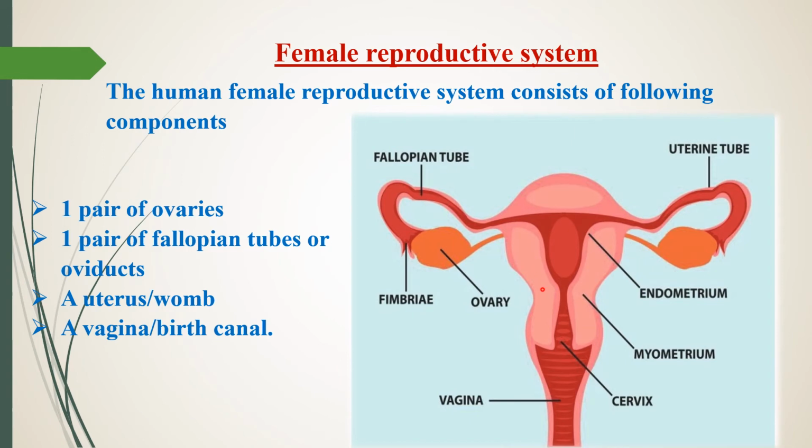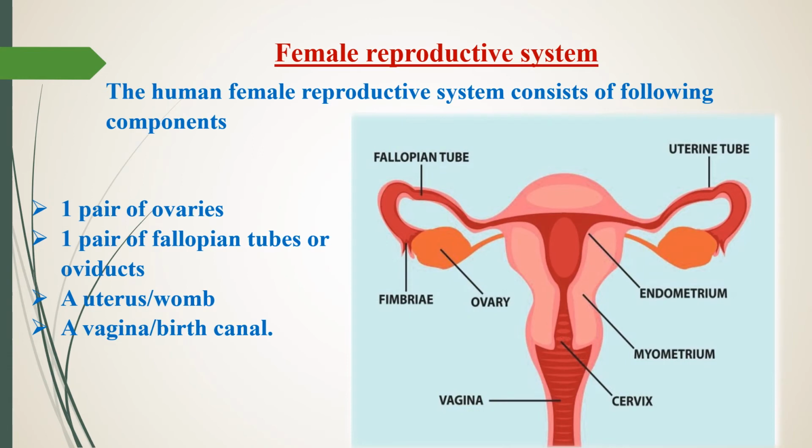uterus or womb. This structure is called the uterus or womb, and the layer inside is called the endometrium, and outside this endometrium layer is the myometrium, and there is the cervix. This portion is called the cervix, and this is the vagina, also called the birth canal.